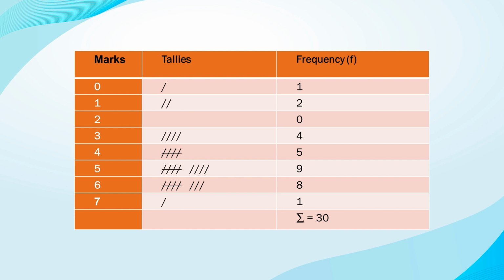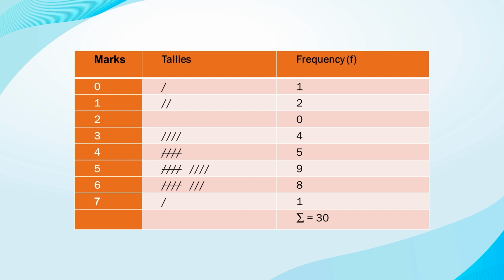So there is only one candidate. So here we are going to put a slash, that is frequency 1. Similarly, if in 1 mark there are 2 candidates, we are going to put 2 tallies. Similarly, in 2 we don't have any candidate, it will be 0, so no tally.